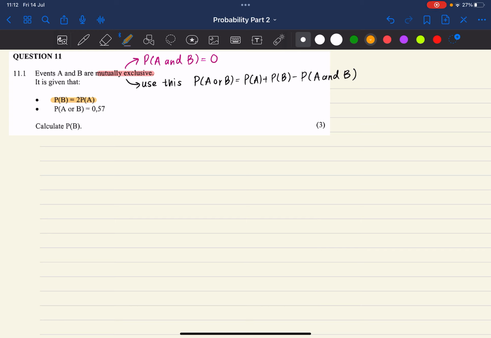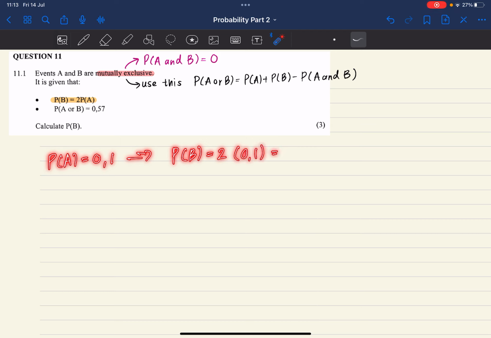So this is a type of relation. You can imagine, and I'm just going to give an example for this, it's not really how it is, we might find it to be different. If we find out that PA is equal to 0.1, that would mean that PB is equal to 2 times 0.1, 0.2. So that's all that it is. It's just giving us information.